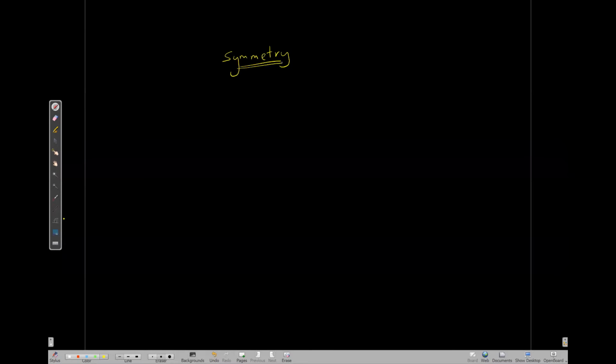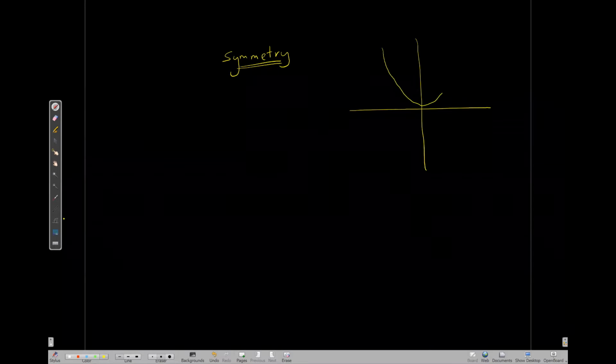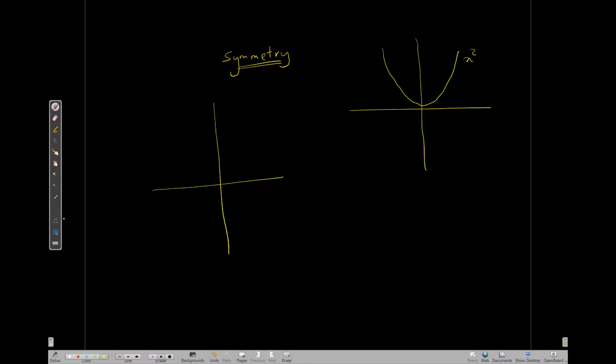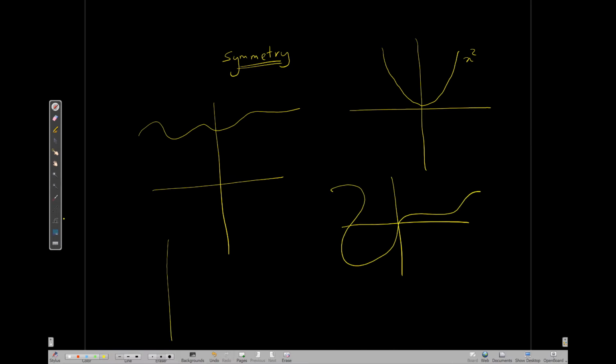Now in our last few videos we talked about graphs, how to plot graphs, things like that. For example, y equals x squared, it looks like this. See, there is a symmetry, right? And basically a relationship between y and x. It can be like this, it can be like that, or it can be like this.